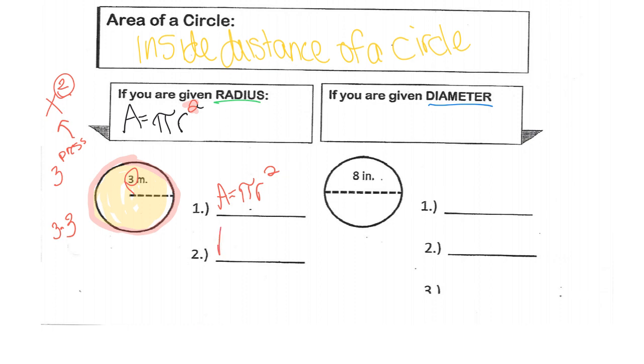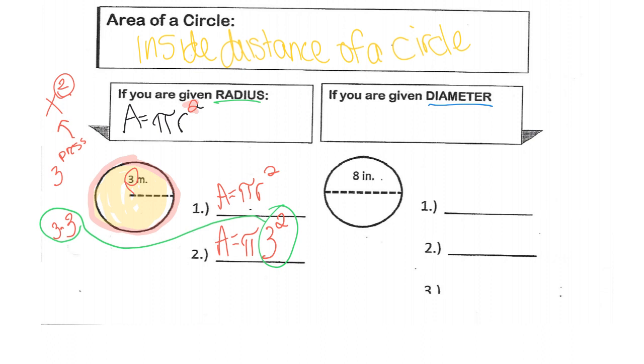Okay, so now we need to do area equals, our pi stays, our radius is 3, and we're squaring that. So again, 3 squared is the same thing as 3 times 3. So I would plug that into my calculator.